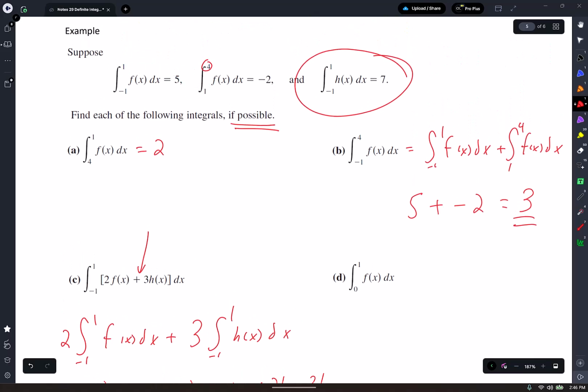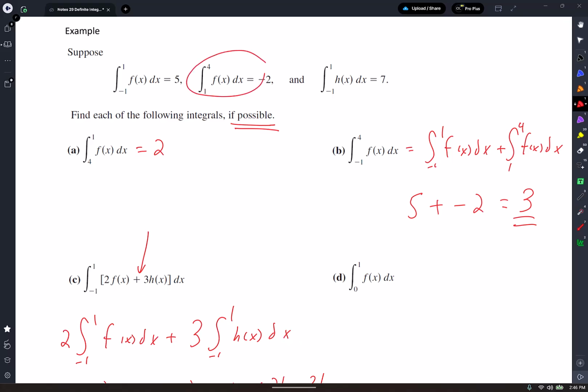Okay, 0 to 1. There's no way that you can take this and subtract this. Nope, that's not going to give us anything. No, there's no way. So is this one possible? At the moment, not possible.